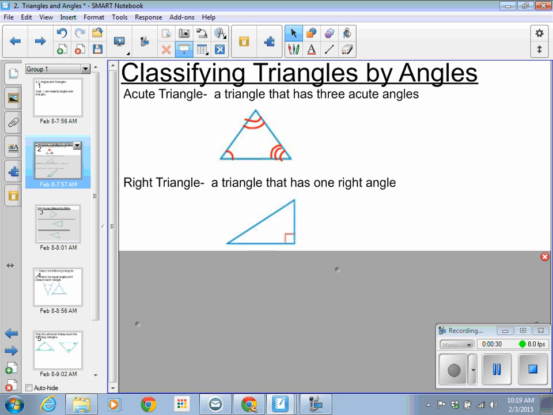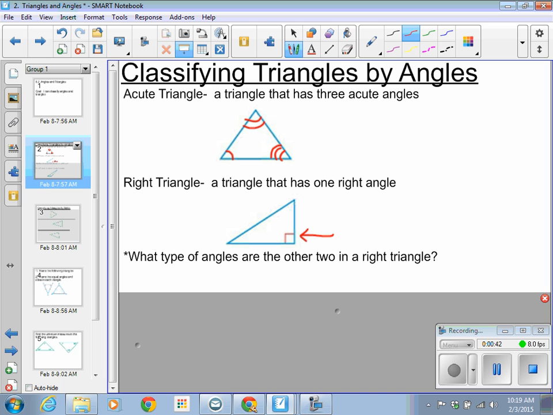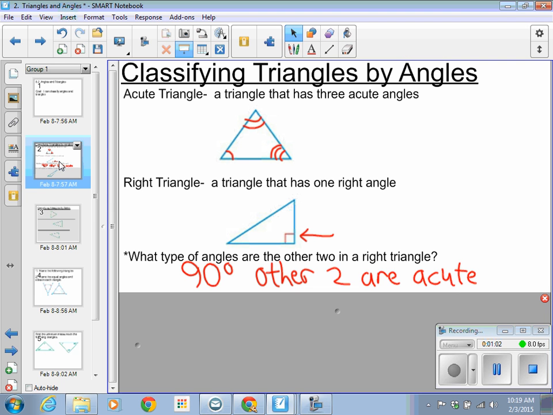A right triangle, the triangle has one right angle. Do not assume a triangle is a right triangle. Always look for a little indicator right there. So you know, in the right triangle, the right angle is 90 degrees. Then we know the other two angles have to be acute. You should know that a triangle has 180 degrees total. So those two angles must equal 90 degrees, both under 90 for acute.